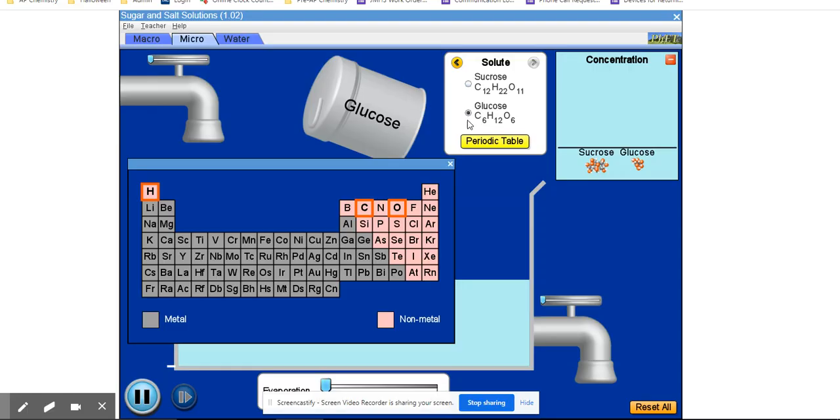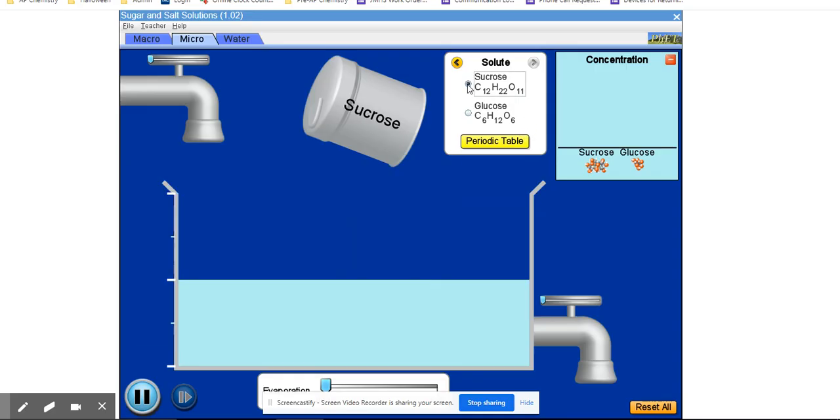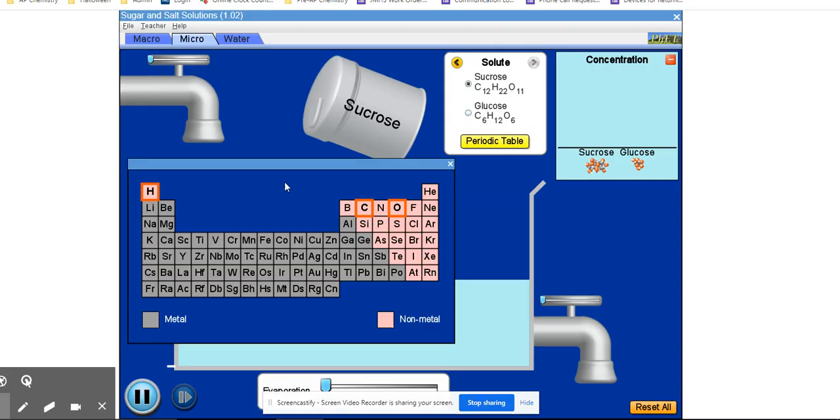So take a look at glucose. Is there a metal involved? Looking at sucrose. Is there a metal involved in sucrose? So again, you see the ones that are getting highlighted.